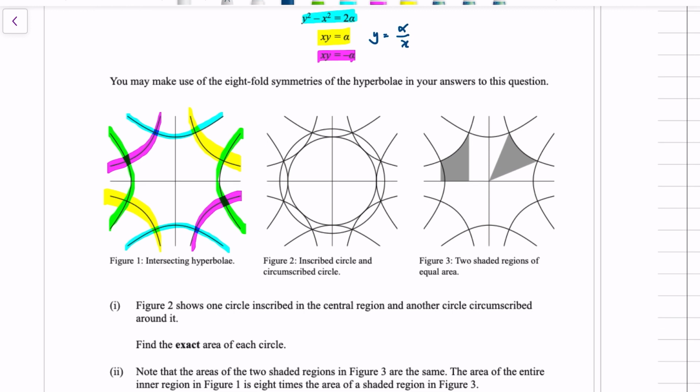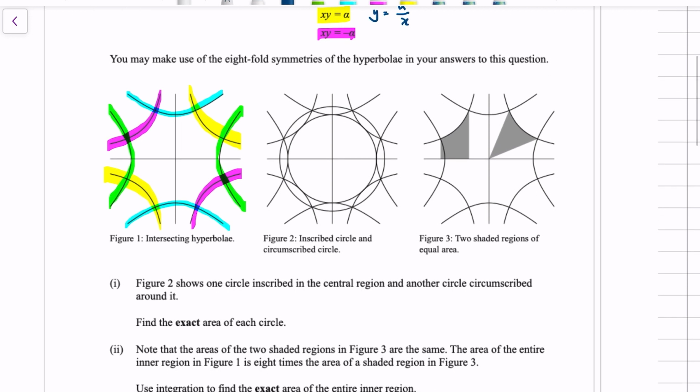Okay, how is that helpful? The first question tells us that we've got a circle inscribed in the central region and another circle circumscribed around it. Find the exact area of each circle. So for the inner circle, it turns out we need the x-intercepts or the y-intercepts of the hyperbola that are opening outwards and opening up and down, because that will give us our radius.